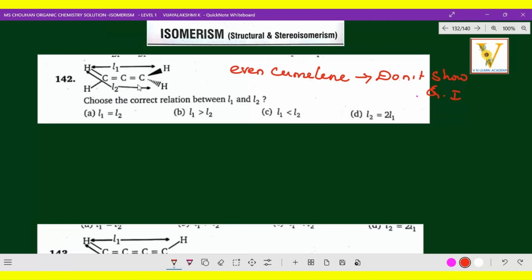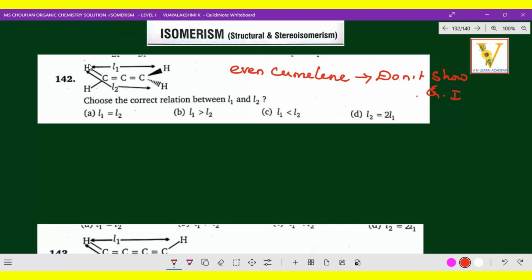Three double bonds are available. That means 100% it can show geometrical isomerism. This is a fundamental basic concept, right? Now, the correct relation between L1 and L2. L1 is equal to L2. L1 is greater than L2. L1 is lesser than L2. L2 is equivalent to 2L1, right?